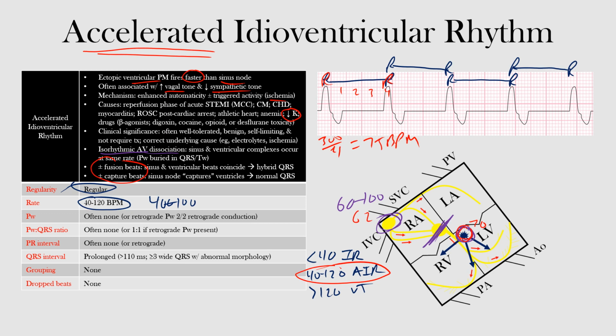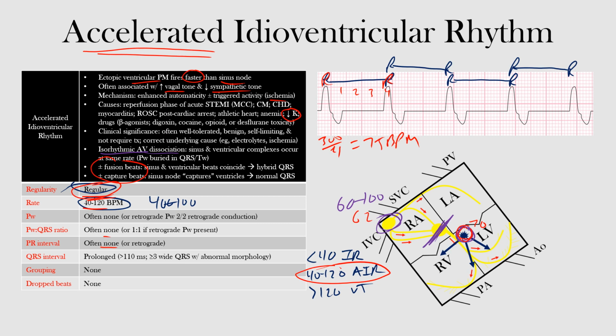Now, in terms of this rhythm, the regularity is regular, meaning that our intervals are consistent throughout. The rate is between 40 and 120. In terms of the P waves, there's often no P waves unless they're buried within our QRS complex or retrograde. If there's no P waves, there's often no P to QRS ratio and no PR interval. And that's obviously if you have that retrograde conduction or isorhythmic AV dissociation, you may see something like that in which the P to QRS ratio changes.